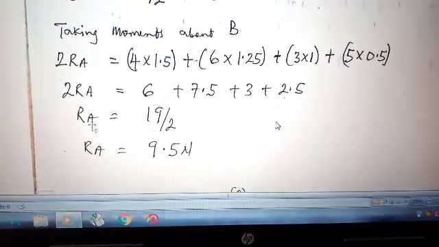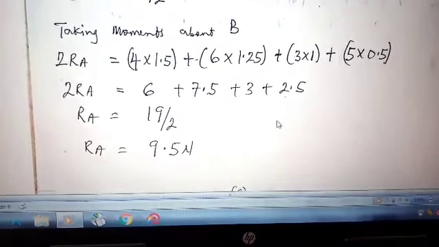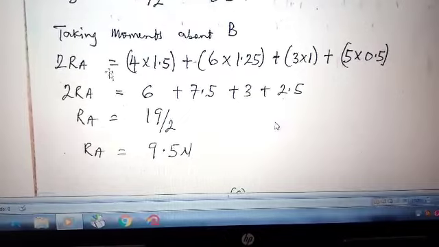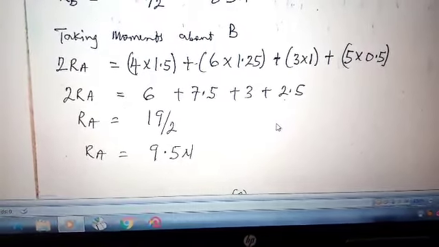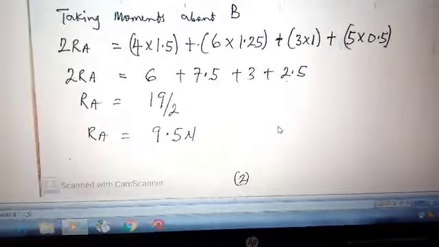So these are the reactions at the support. RB is 8.5 newtons, while your RA is 9.5 newtons. So these are the two pressures at the two supports.